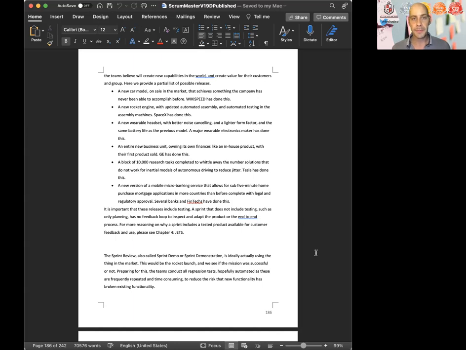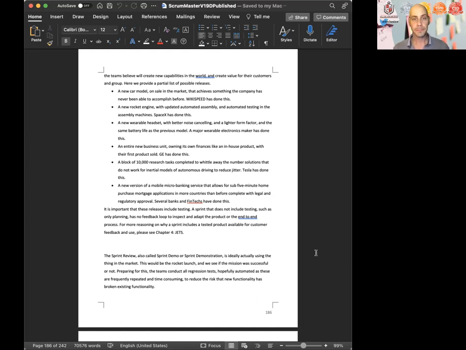A new wearable headset with better noise canceling and a lighter form factor and the same battery life as the previous model. A major wearable electronics maker has done this. An entire new business unit owning its own finances like an in-house product with their first product sold. GE, General Electric, has done this as part of GE FastWorks, their Agile spinoff that they created to test Agile, fully owned by GE, but not beholden to any of the policies in GE. For more information on that, see the next chapter, chapter 16, Switch, how to switch a legacy or traditional company to Agile.